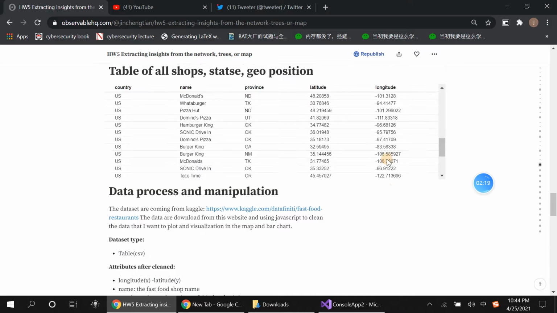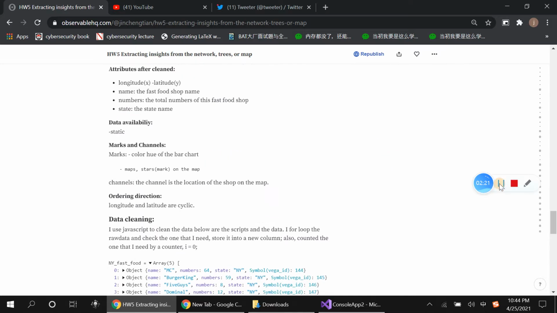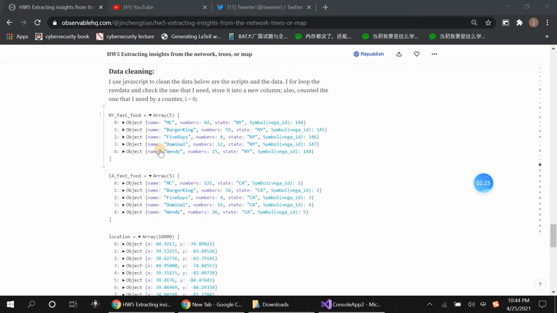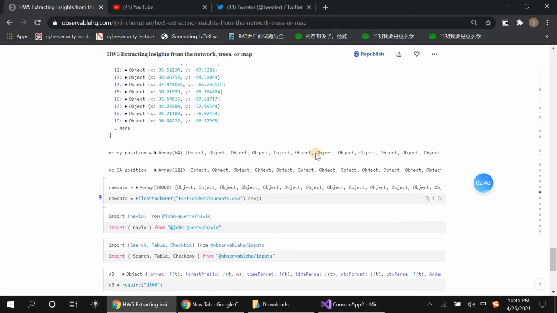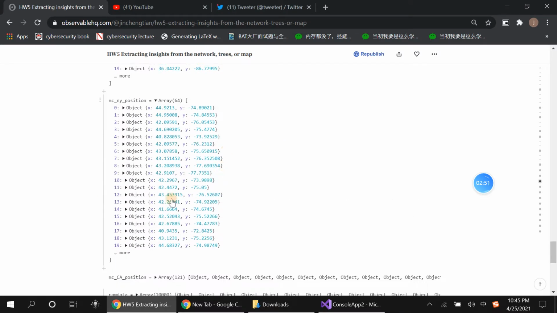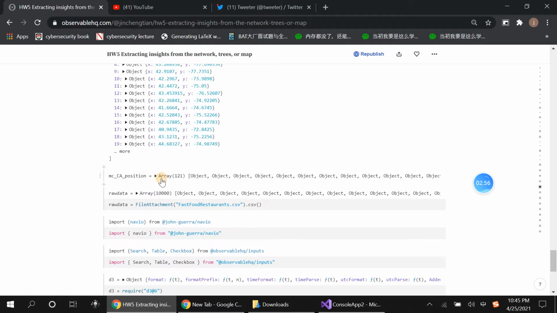So after the cleaning, we have two clean data sets. The first group is the New York fast food, which stores the picked fast food restaurant and the total number of that located in New York State as well as California. And also we have the position of the McDonald's stores, the longitude and the latitude of that in New York and California.